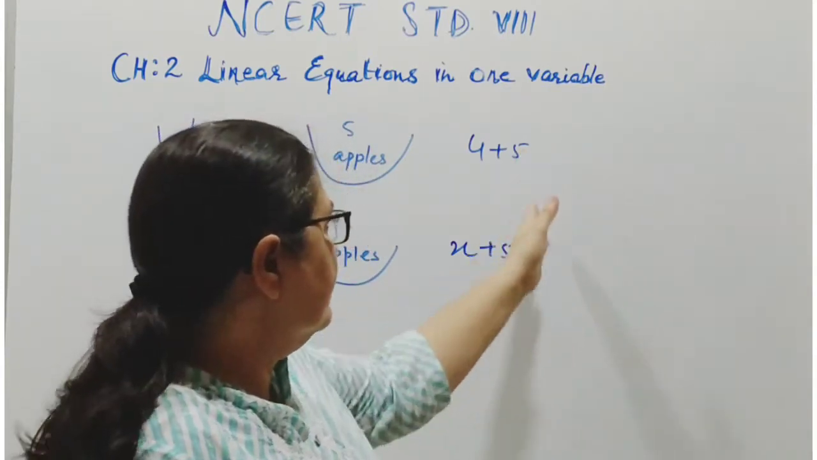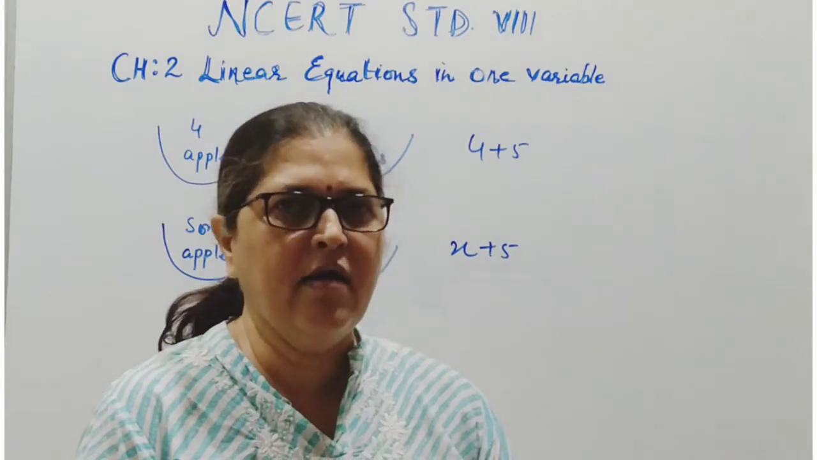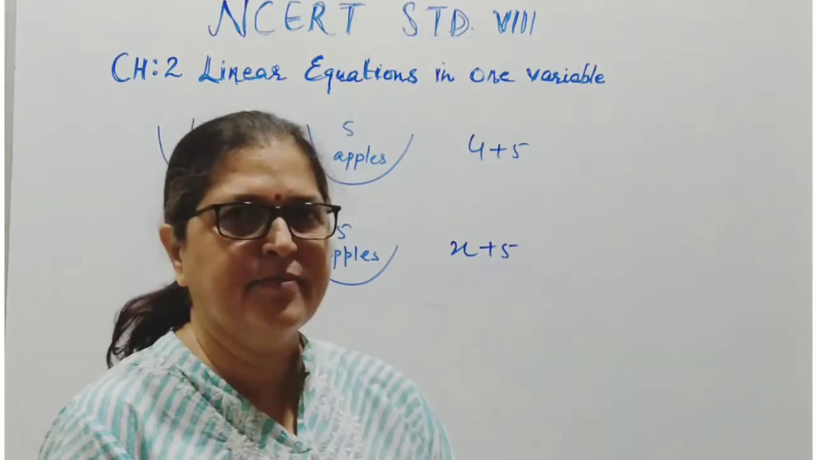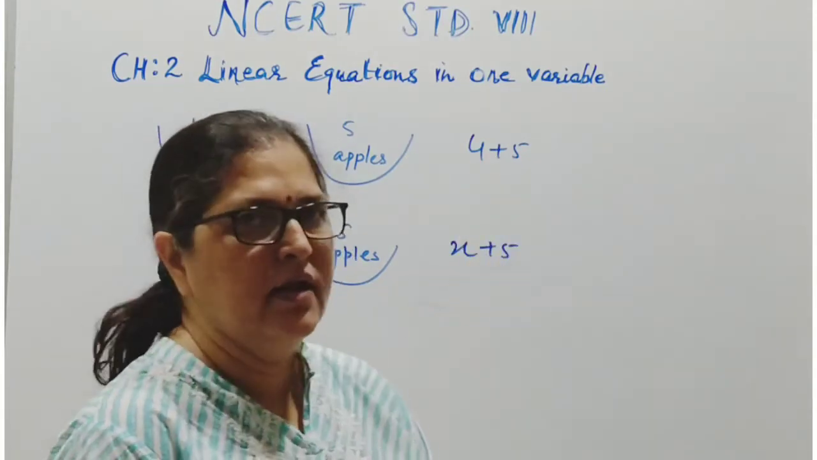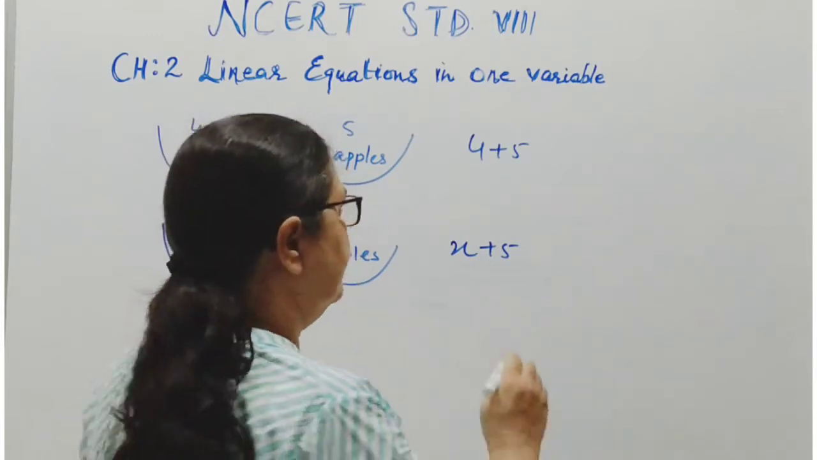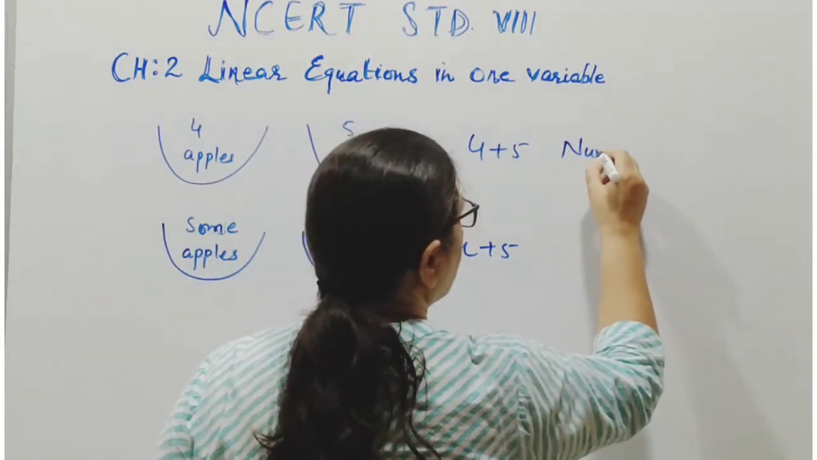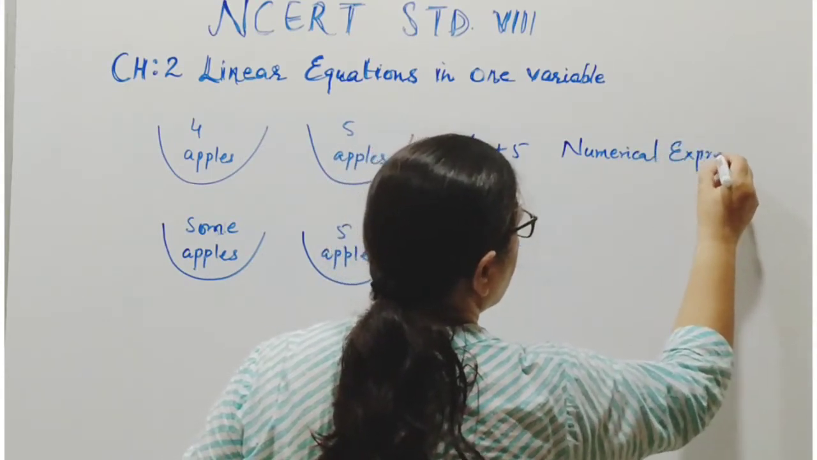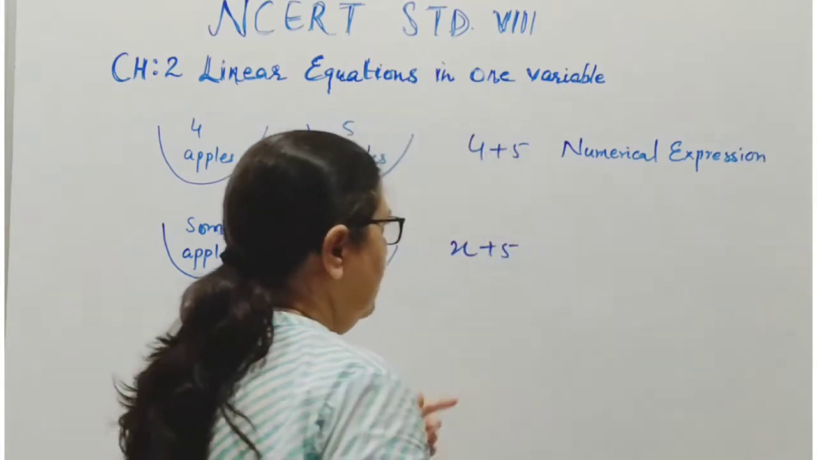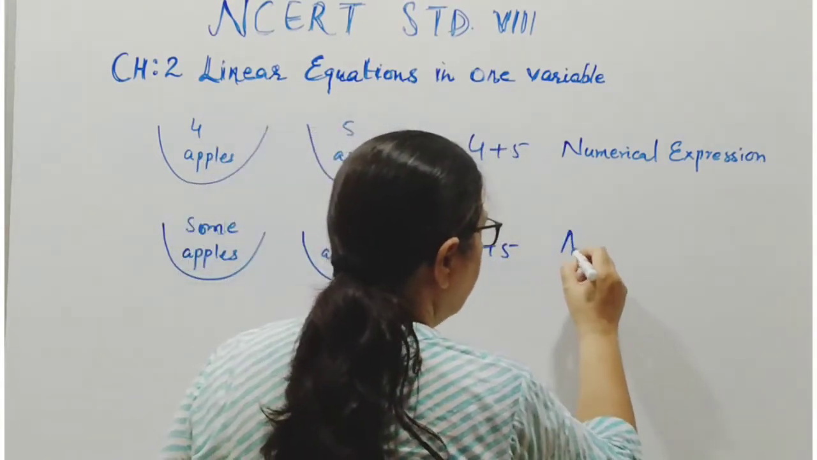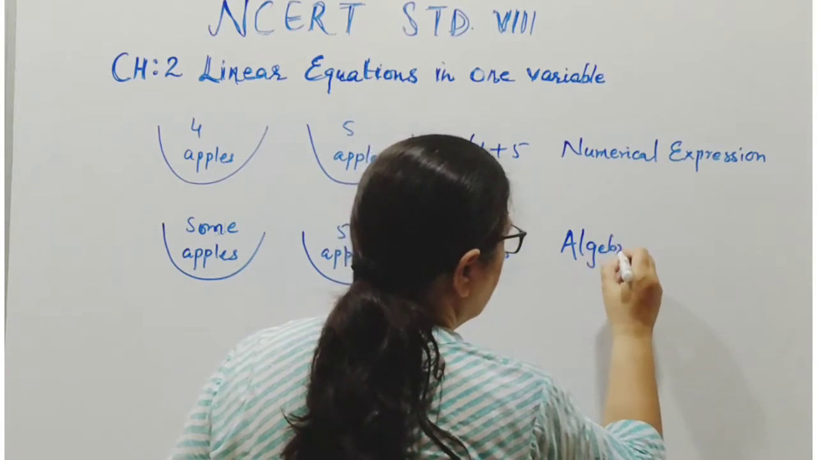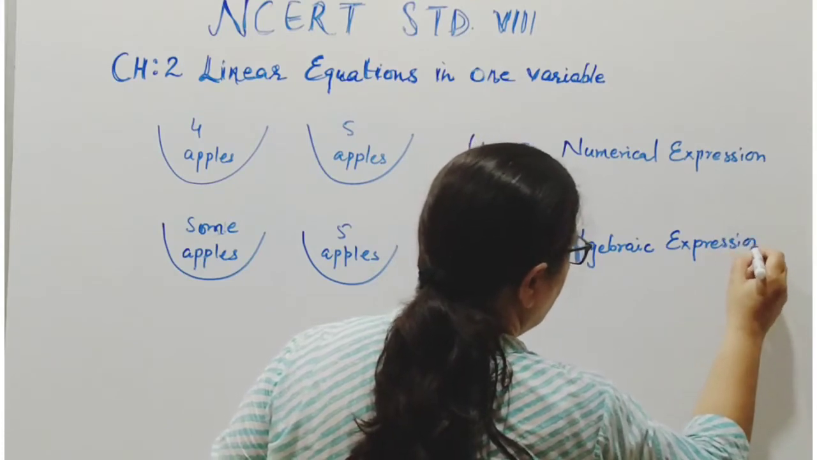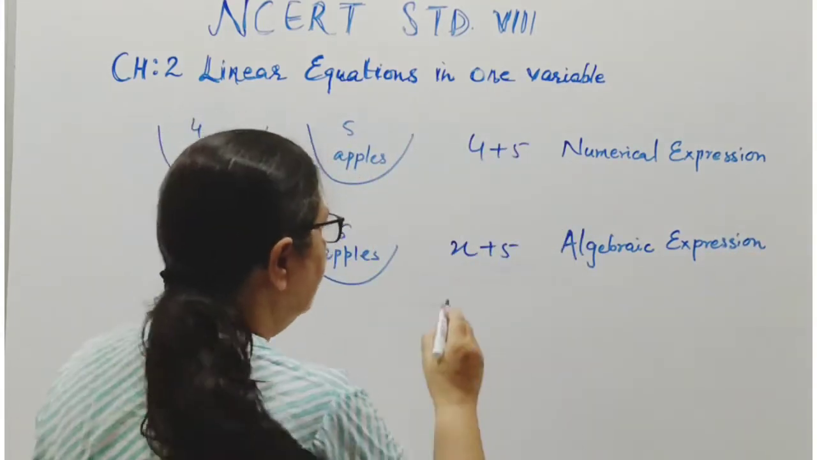Here in both the cases, the verbal statements we have expressed in mathematical form. So these are known as expressions. The first one is a numerical expression because it has only numbers, and the second one is an algebraic expression because it has a variable.